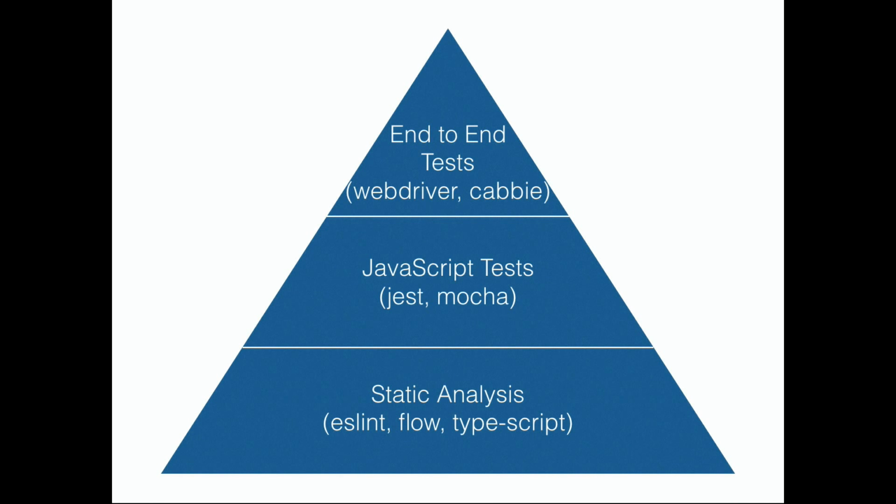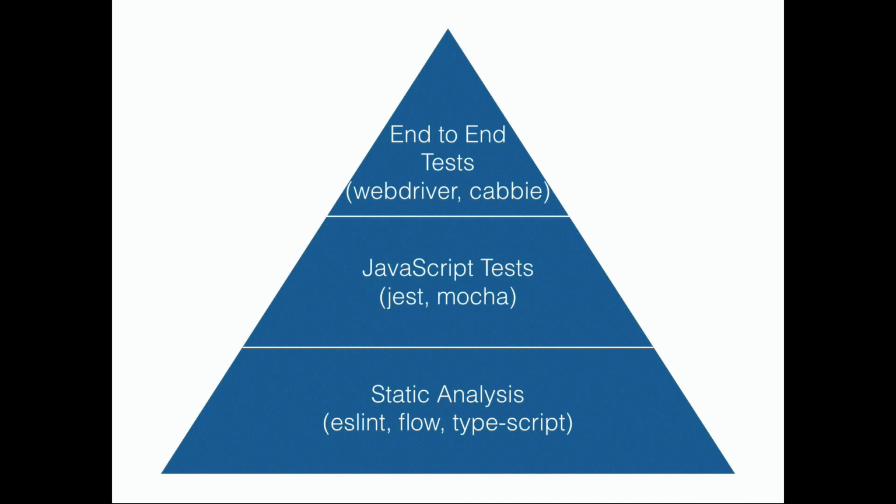Then we've got JavaScript tests. I really don't see much point in differentiating between unit tests and integration tests. They're all just automated JavaScript tests. And for the most part, the only reason to mock stuff is either to make your test more reliable or to make it run faster. So for the most part, you should be writing, I think, tests that are not true unit tests, that are more like integration tests. And then at the top of the pyramid is still end-to-end tests.